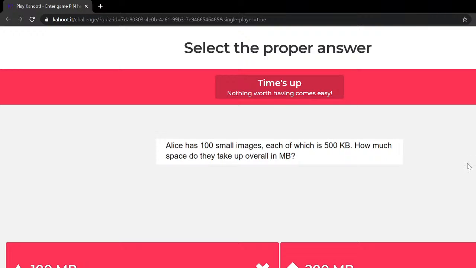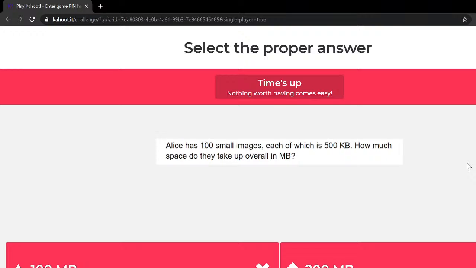So the first thing: there are 100 small images, each of them 500 kilobytes. So we multiply those two together. That would be 500 times 100, so that'd be 50,000 kilobytes. Again, move the decimal 3 to the left if you want to convert kilobytes to gigabytes.